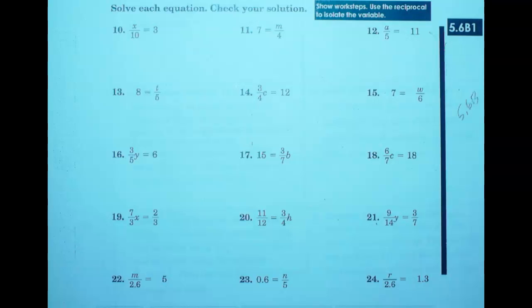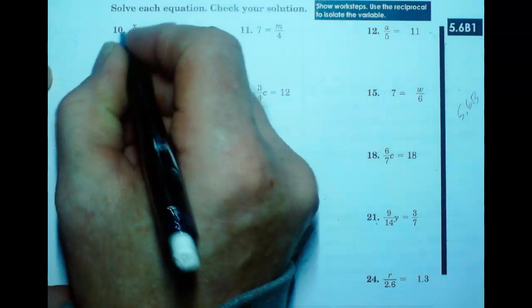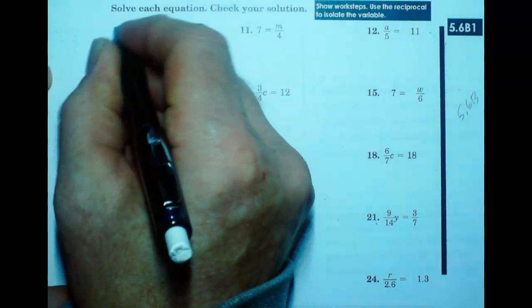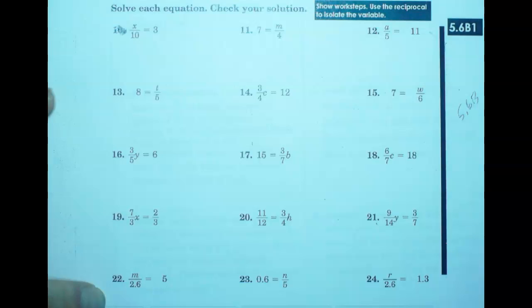Hello, this is a quick tutorial on 5.6b1. We're going to use the multiplicative inverse to isolate the variable and solve this. So first thing I'm going to do is get rid of this number 10 here, the problem number, so that you're not confused by that.